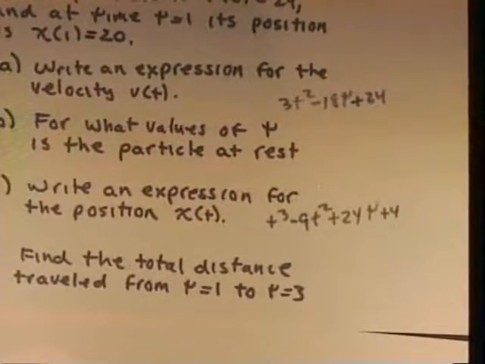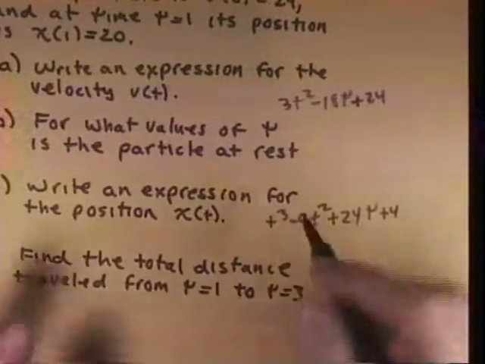Total distance traveled. Let's do this without a calculator. What are you thinking about? It's the integral from 1 to 3. What are we going to integrate? The velocity. The integral from 1 to 3 of the velocity.